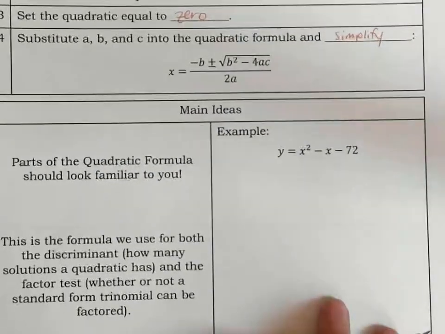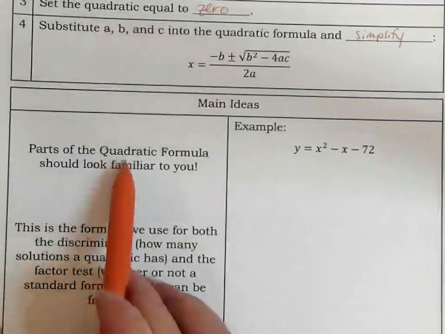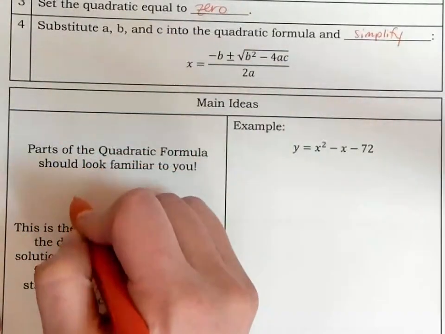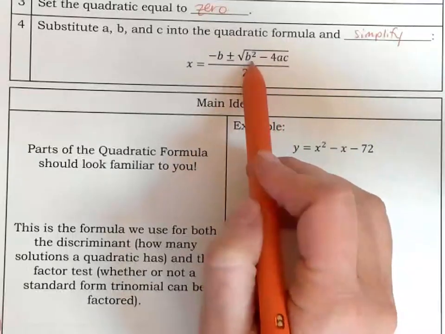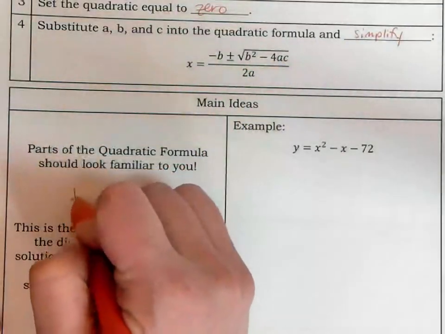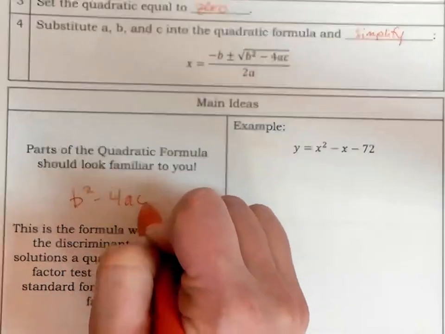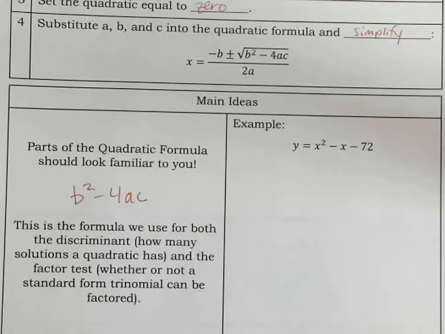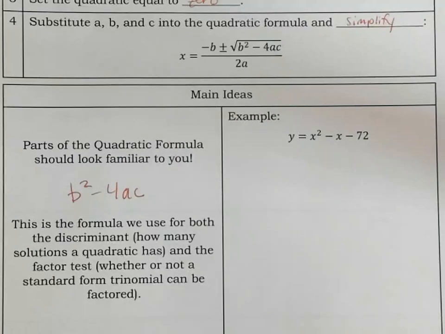And so hopefully what you've noticed just by seeing that is that parts of this formula should look familiar to you. First off, the area under the radical, this expression, b squared minus 4ac, should look familiar to you because it's not only the discriminant, which tells us how many solutions the quadratic has, but it's also our factor test that tells us whether or not a standard form trinomial can be factored. So that part should look familiar to you.